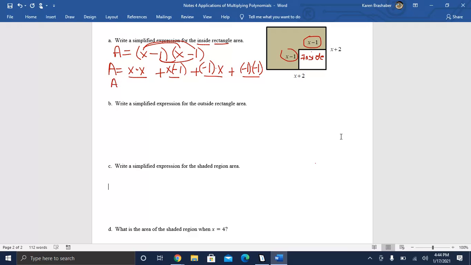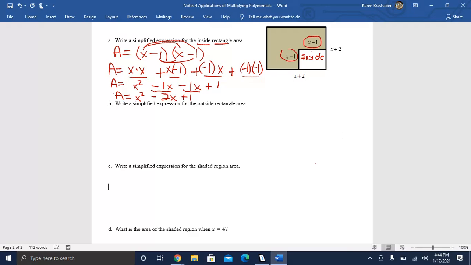And so this area would be x to the second. Now we have a negative 1 times x, so that's a negative 1x. Same thing for the next one, negative 1x plus, and then a negative times a negative is going to be a positive, and that will be 1. We have like terms that will combine, and the area of the inside rectangle is x to the second minus 2x plus 1.